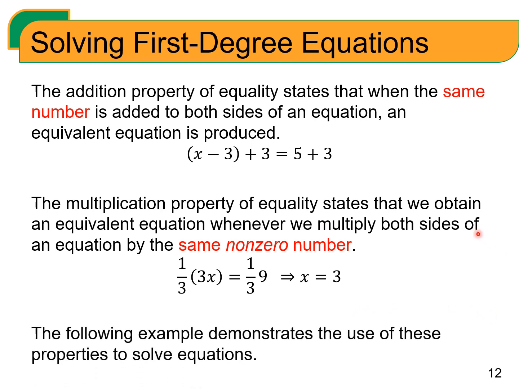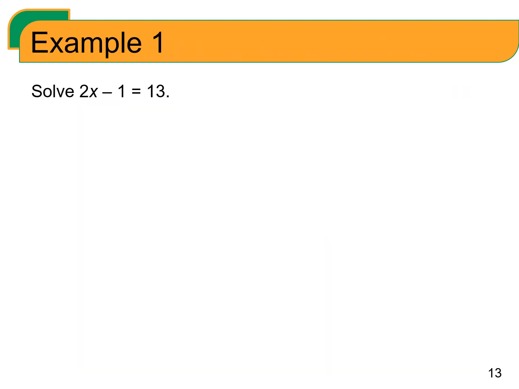And the following example demonstrates the use of these properties to solve equations. Equation 1. We try to solve 2x minus 1 equal to 13. So remember, the method is called isolating the variable. So first you want to move everything that has nothing to do with the variable to the other side. So what we can do is get rid of the -1. You can add 1 on both sides.